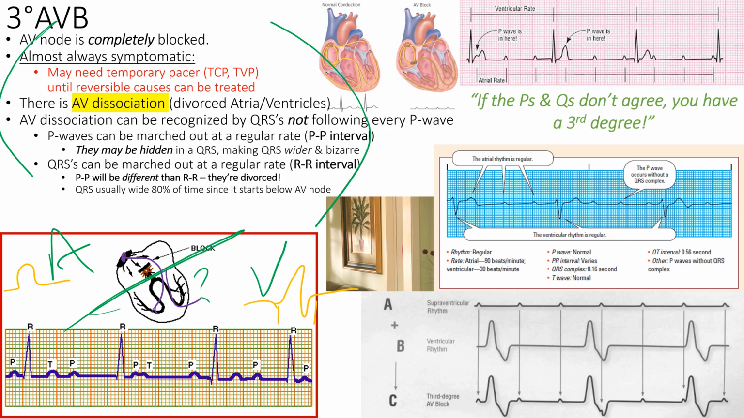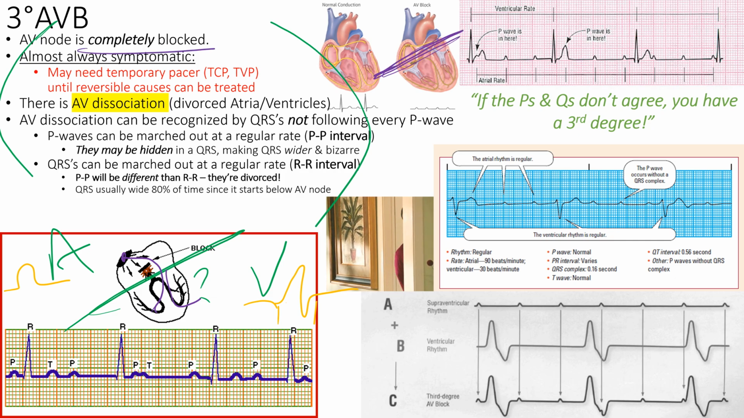Okay, so the AV node is completely blocked. We're completely shut off from the atria. Okay. So this is usually symptomatic. This is not something that you can just walk around with. You're definitely going to be symptomatic at this point, and you probably need a pacemaker to get this fixed until we can figure out what happened.